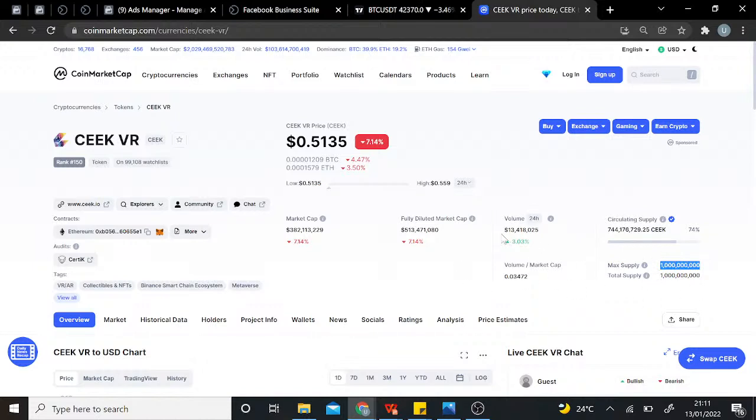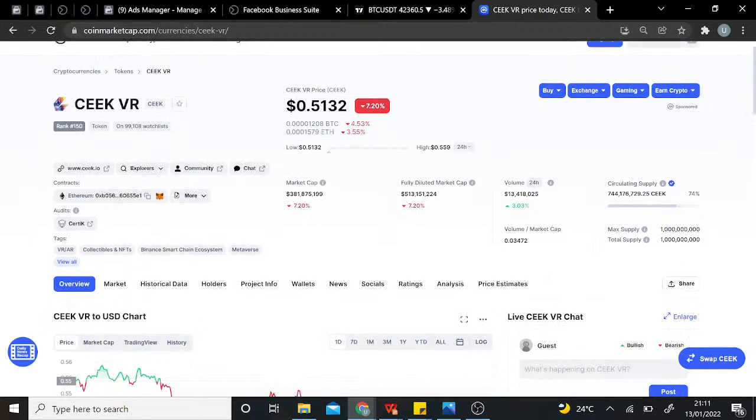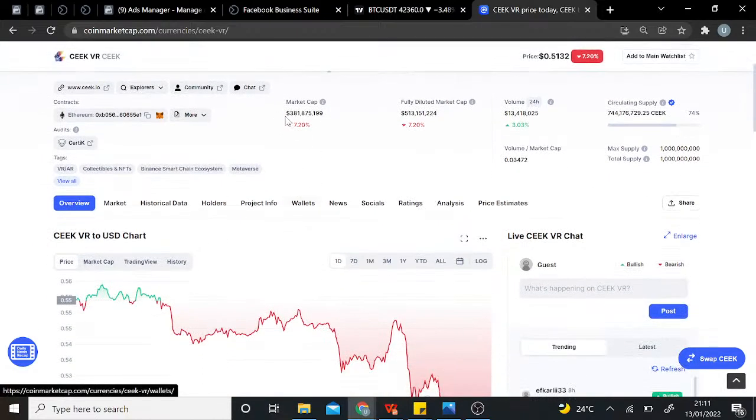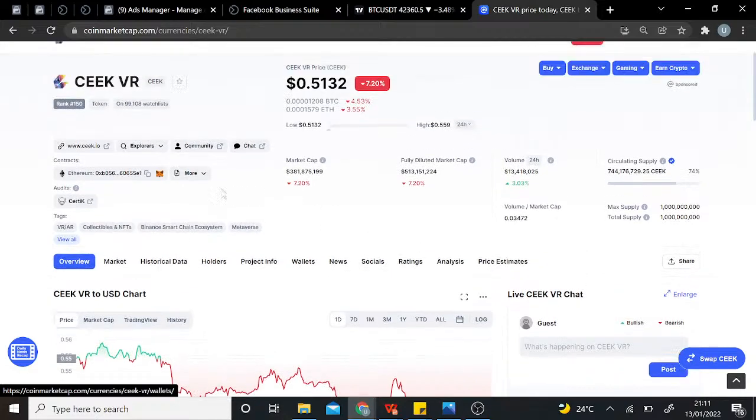So you can see the 24 hours volume is $13 million. That's not bad. That means this coin can easily go up. See, the market cap is just around 80 something million dollars. That means this coin can easily go up. And this $381 million is at least not too small, such that we can now see this coin can go to zero. Do you understand that? So that's another thing.